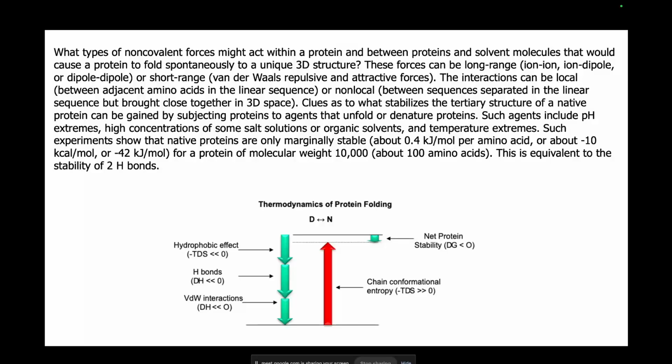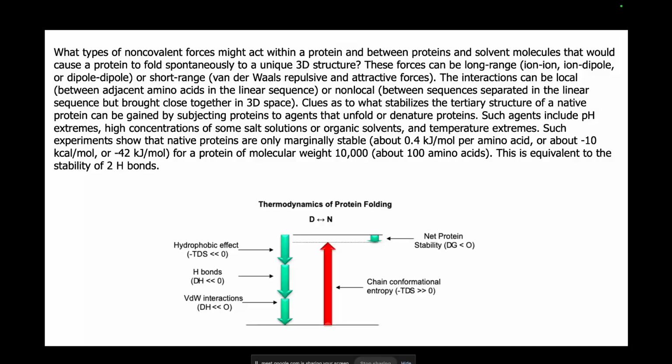If you do such thermodynamic experiments, what you will find is that native proteins are only marginally stable, about 4.4 kilojoule per mole per amino acid, or about negative 10 kilocalorie per mole, for a protein of almost 10,000 Dalton molecular weight. And this is quite weak, right? The folding energy, negative 10 kilocalorie per mole, is equivalent to almost two hydrogen bonds.